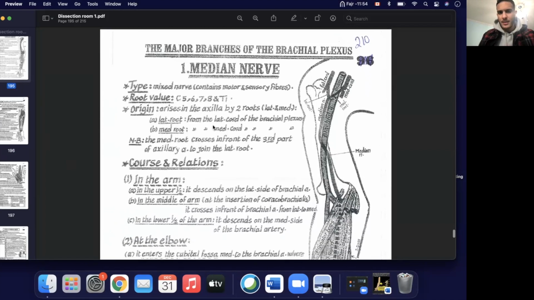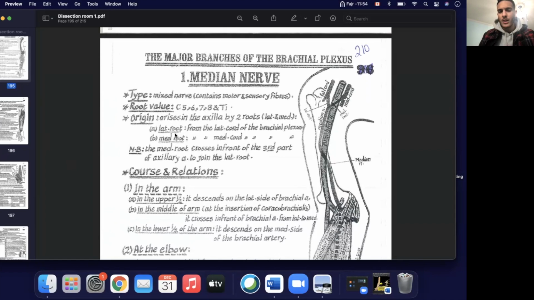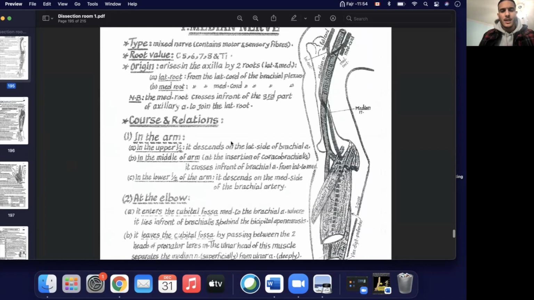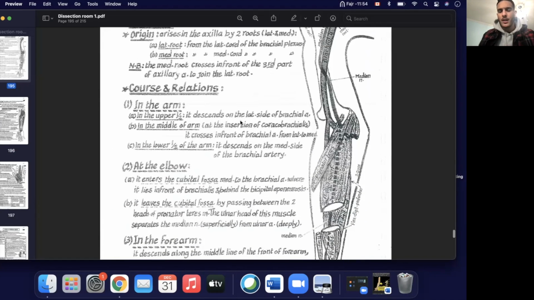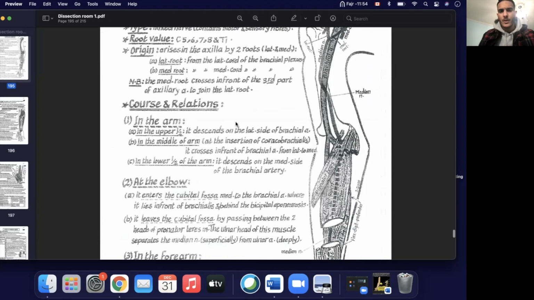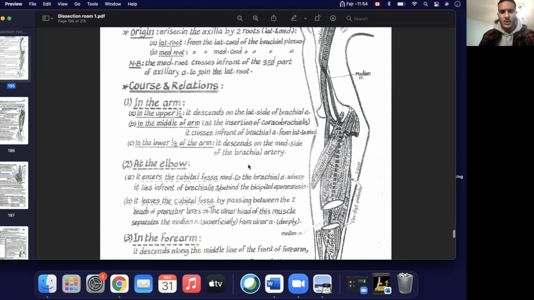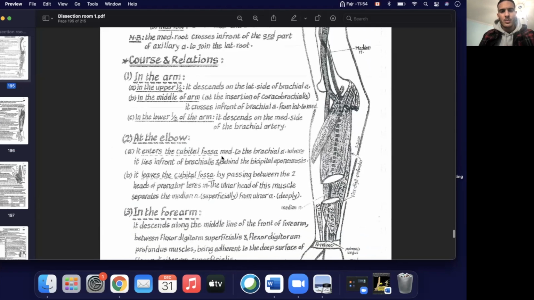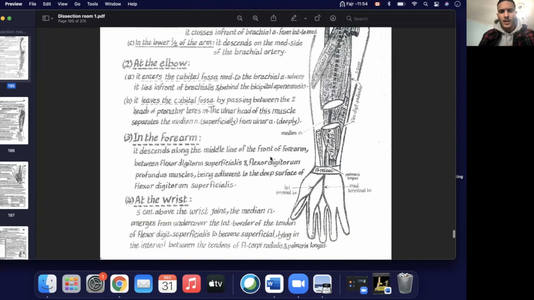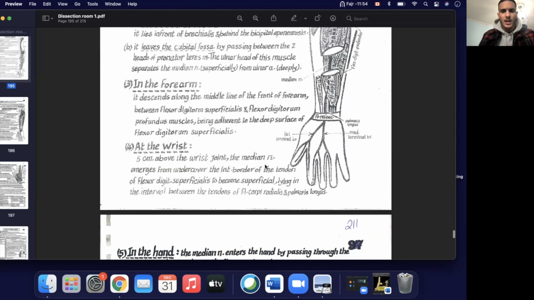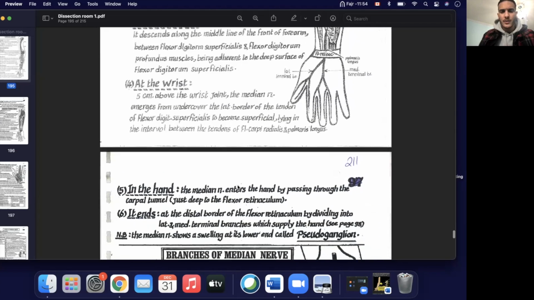So it arises from both lateral and medial roots of lateral cords and medial cords that join together to form the median nerve. In the arm, in the elbow, in the forearm, like we discussed. So in the arm, it just tells you about the course of this nerve. You can go ahead and read for yourself. It passes through the cubital fossa. In the forearm, also where it goes, and so you can see for yourself about the whole course of it.